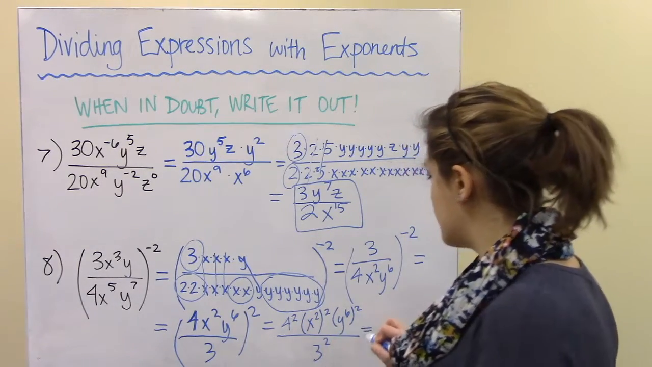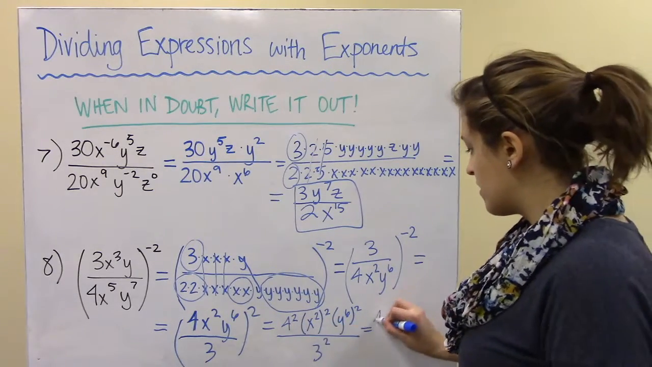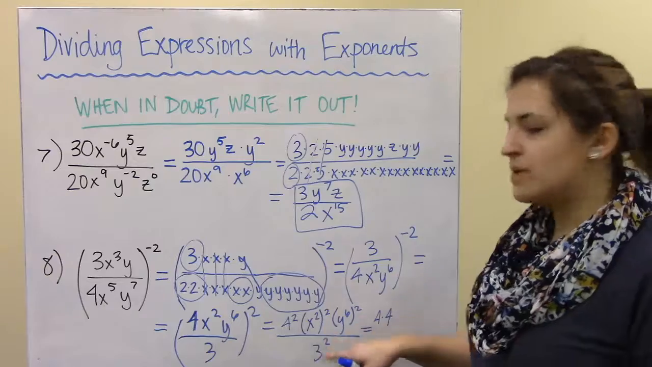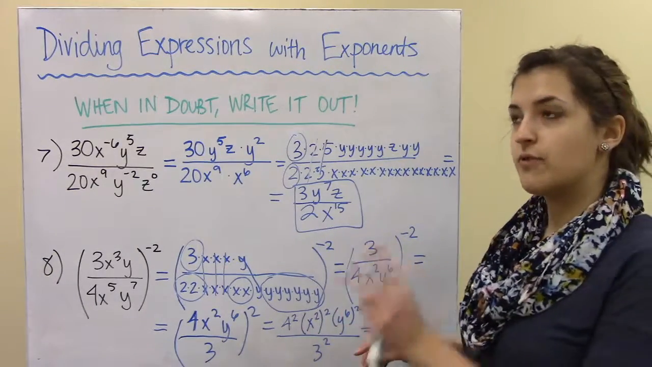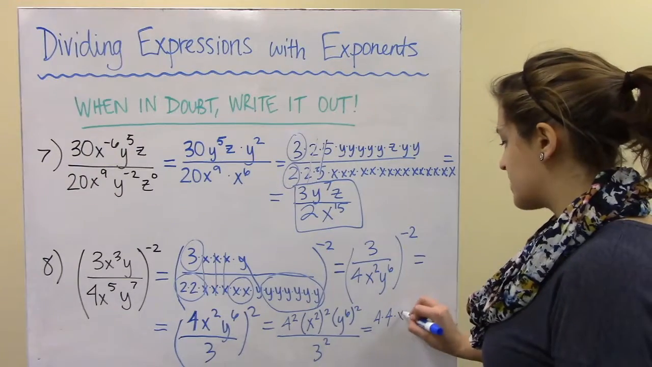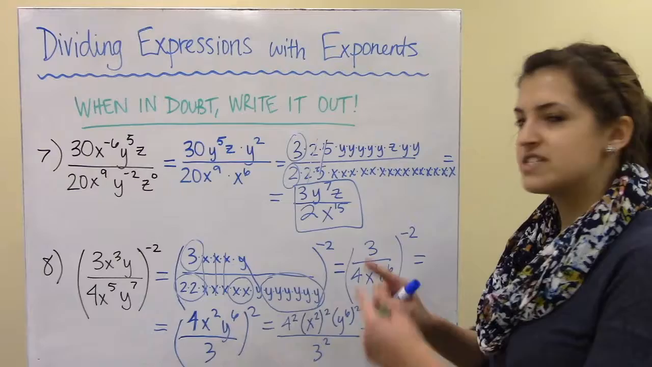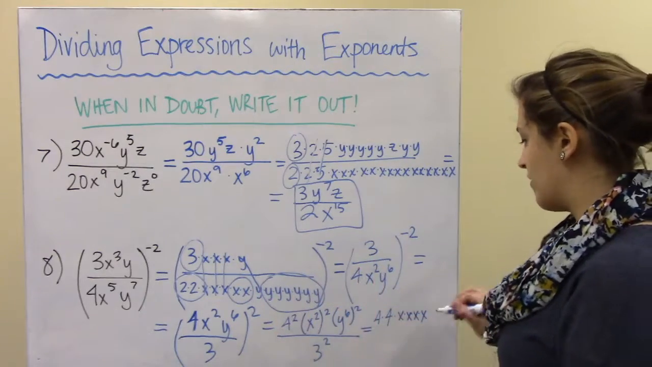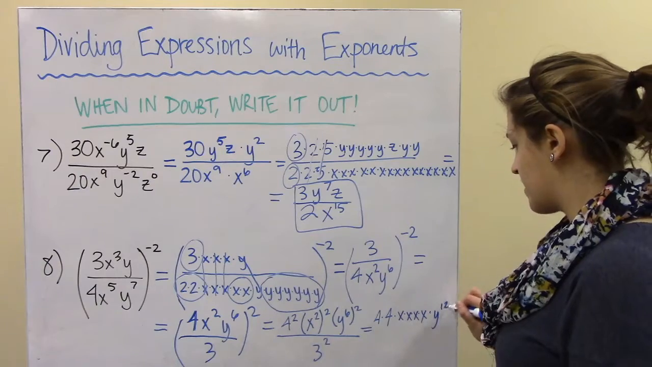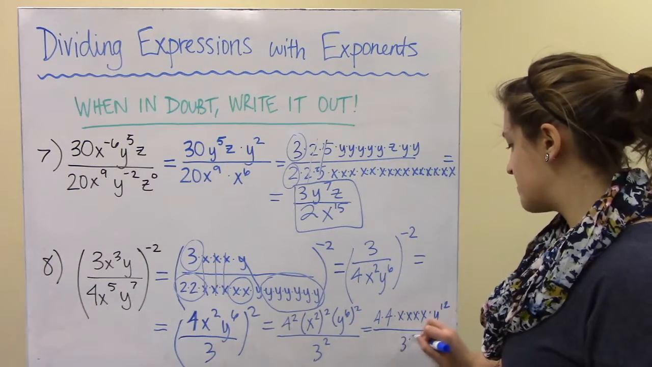And this looks like, let's see, what do we have here? Well, we'll have 4 times 4, and then I'm going to have x times x twice. So I'm going to have, let's see, 4 x's. So x times x times x times x. And then if you imagine, I'm going to have 6 y's twice. So I'm going to have y to the 12th. So I'm just going to put that like that for now. And I have 3 times 3 in my denominator.